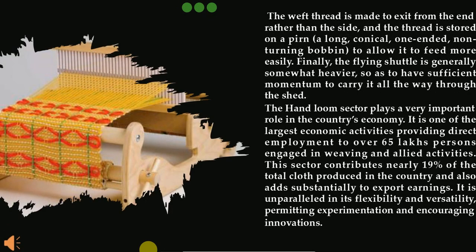The weft thread is made to exit from the end rather than the side, and the thread is stored on a pern, a long, conical, one-ended, non-turning bobbin, to allow it to feed more easily. Finally, the flying shuttle is generally somewhat heavier, so as to have sufficient momentum to carry it all the way through the shed.